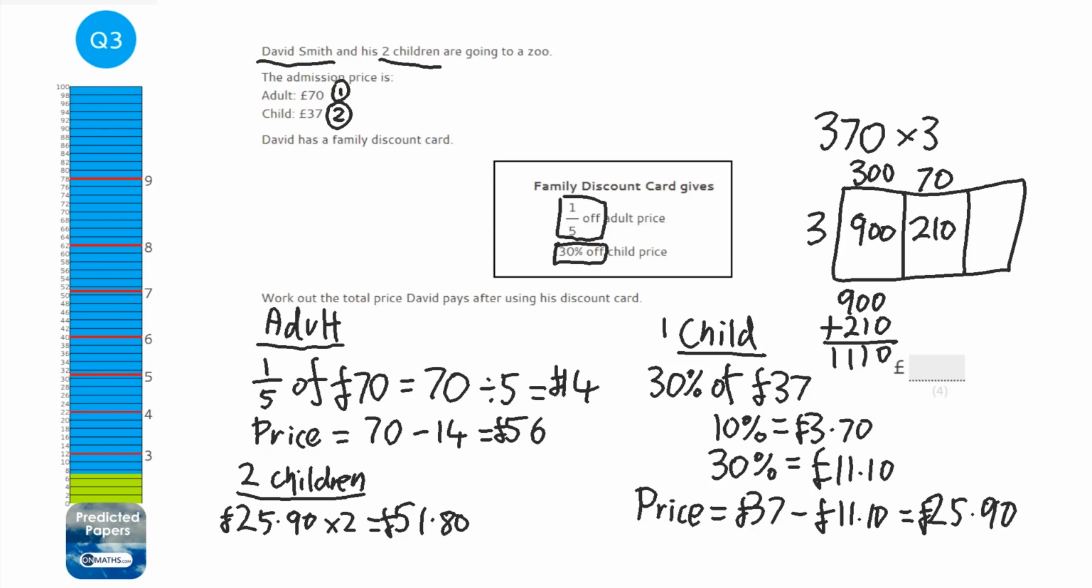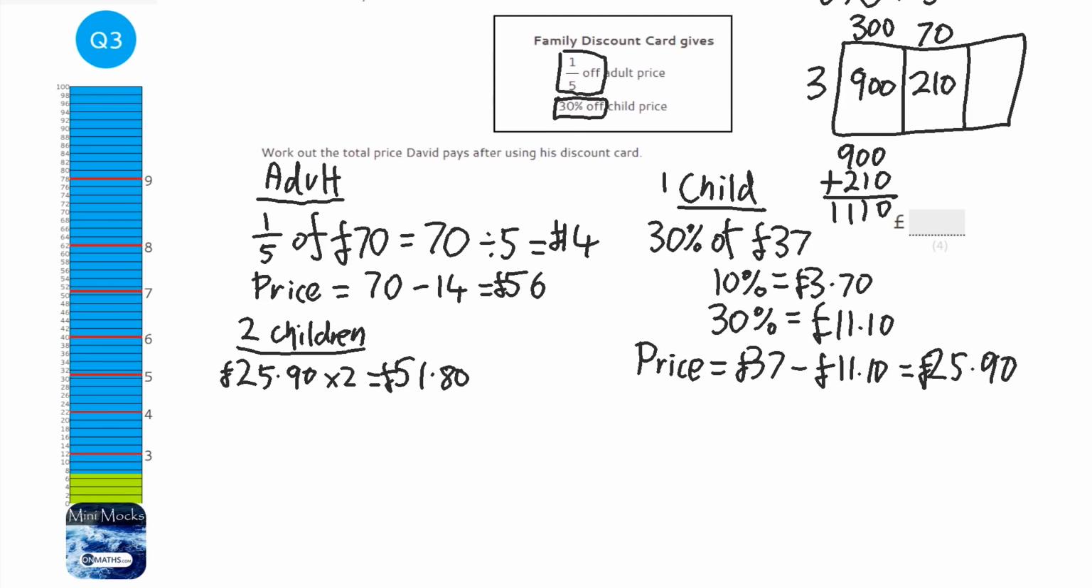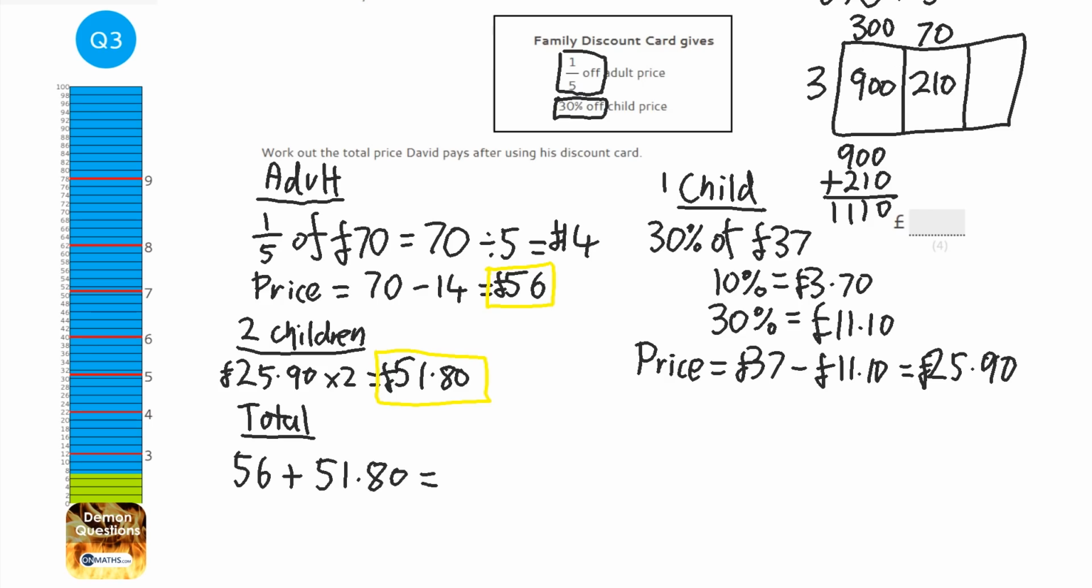Okay, I'll move down a bit and let's do the total. So the total is going to be the adult price, which is this one here, plus the two children price, which is that one there. So I want to do 56 plus £51.80. And again, if you've got a calculator, you can just type it in, but let's do the column method.